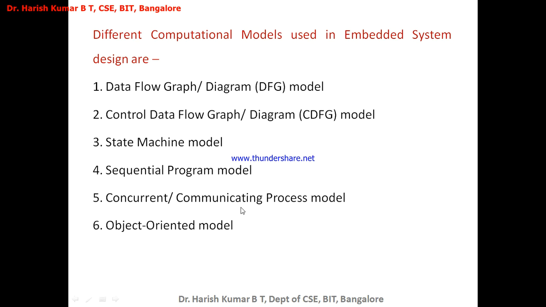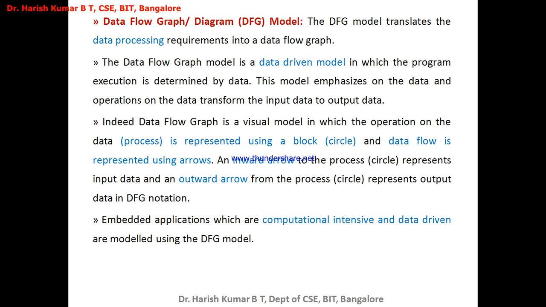So next is concurrent processing model, is one more computational model which can be used for embedded system design. And last is object oriented model. Object oriented modeling can also be used as the computational model for embedded system design. So now in today's topic we are going to discuss each one of this in more detail. So first we'll try to understand the data flow graph or data flow diagram.